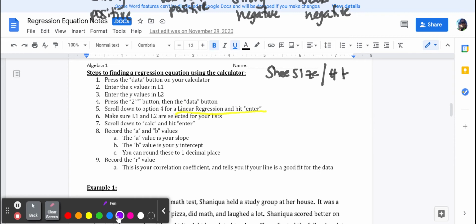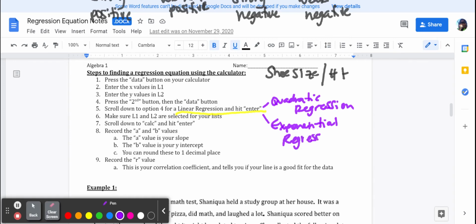Now there are two other options when we come up here for the linear regression. There is a quadratic regression. So if they ask for a quadratic regression equation, you would choose that option. And there's also an exponential regression. You will be able to tell whether I need to use a linear regression, a quadratic regression or an exponential regression based on the shape of our data. We know this by analyzing the different types of graph. Quadratics will have the U shape, where exponential is going to have that J curve.